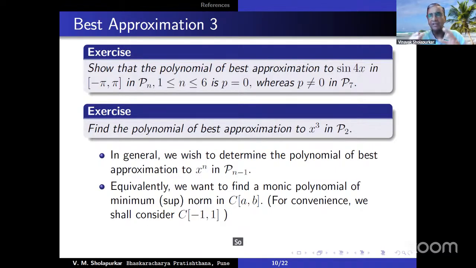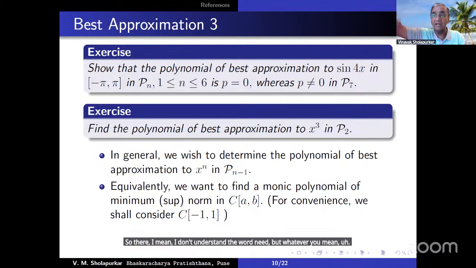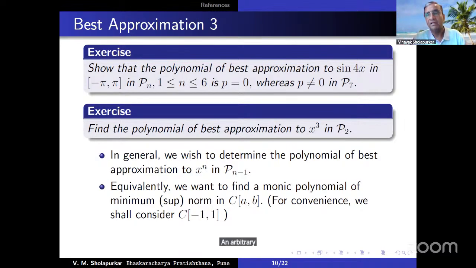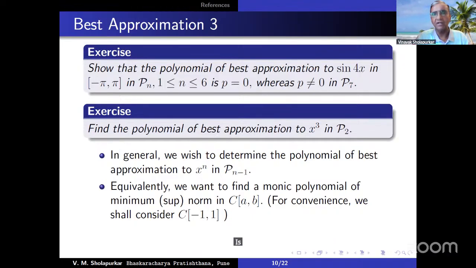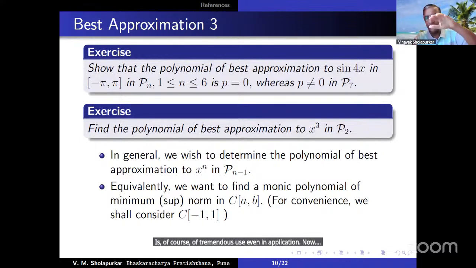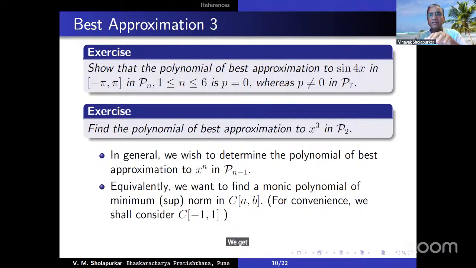I don't understand the word need, but whatever you mean, approximating an arbitrary continuous function by a polynomial, which is, one can say, quote unquote, a computable function, is of course of tremendous use even in applications. Now, if you fix the degree, then we get a subspace which is closed. So this is in some sense finding the distance between that function and the closed subspace.